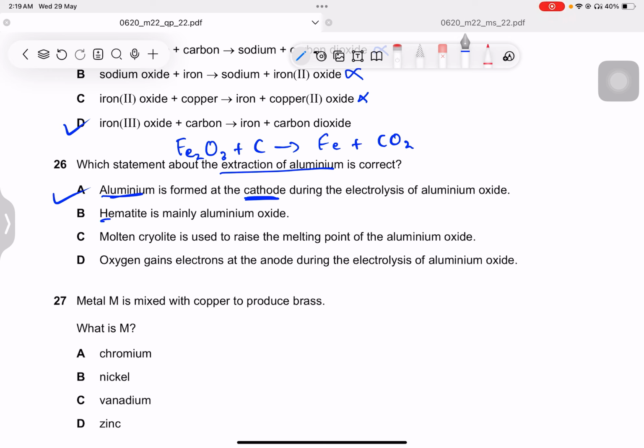Next, hematite. Hematite is for iron. For aluminum it is bauxite. The entire chapter is best studied from the syllabus of metals. Molten cryolite is used to lower the melting point. Next, oxygen gains electrons. No, oxygen gives back the gained electrons earlier.